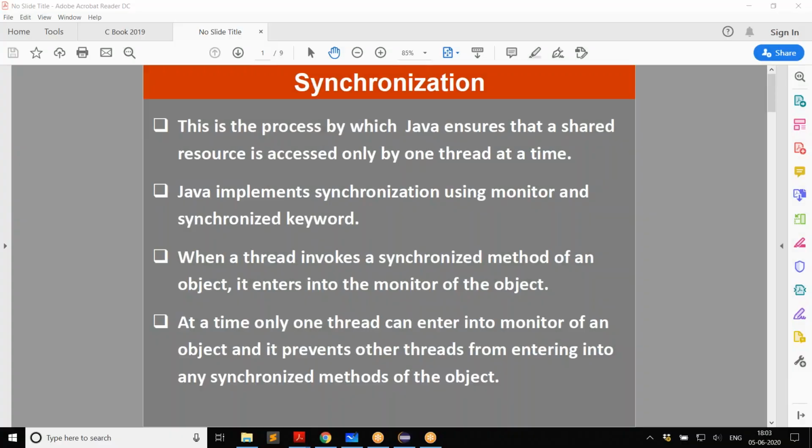Synchronization is a very important concept in the context of multi-threading. When two or more threads are trying to access the same method at the same time, it could run into trouble. It could cause data corruption. We will see how data corruption takes place and what we can do to fix this issue, how we can ensure data corruption doesn't take place.